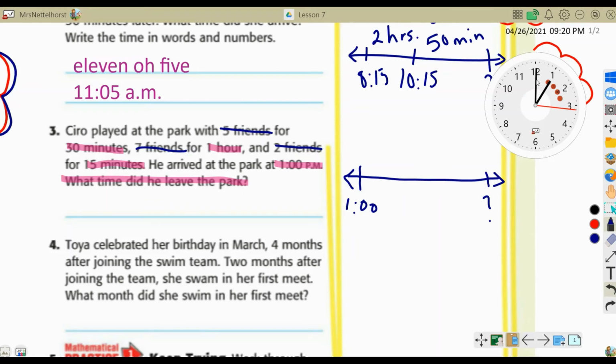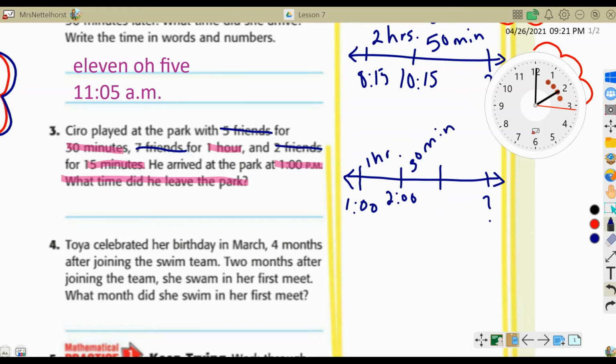So now I'm going to change my time 1 hour. I'm going to do 1 hour first because that's easy to change. So 1 hour, I'm going to move my little hand 1 hour to the 2. We're going forward in time. So this one is 2 o'clock. Okay, then he played for 30 minutes. So I'm going to put 30 minutes in here.